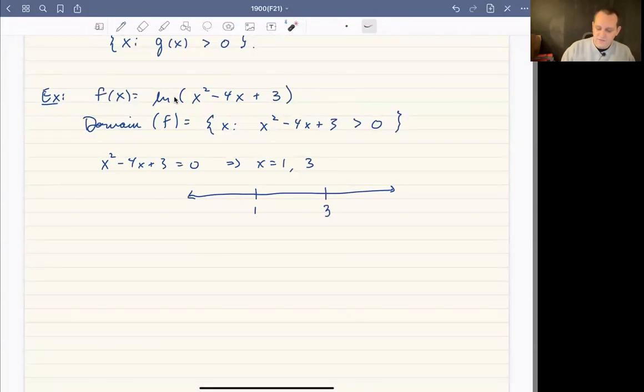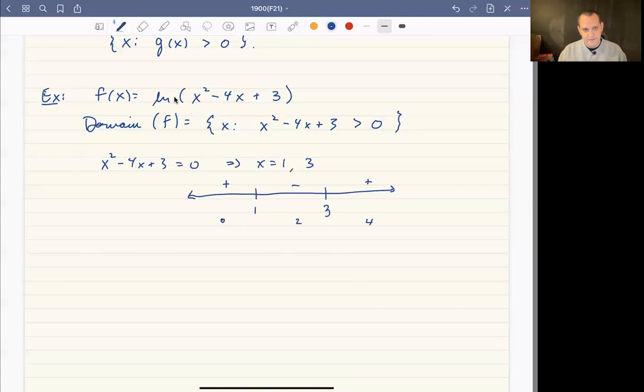And notice that at the values 1 and 3, the function is 0, so those are not in the domain. We're not including the endpoints here. Then we can plug in test points, say 0, 2, and 4, and figure out whether this quantity, x squared minus 4x plus 3, is positive or negative, and what that tells us. If you do it, you'll get that it's positive at 0, negative at 2, and positive at 4.